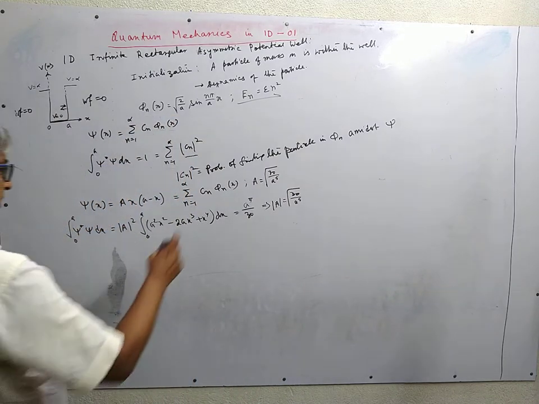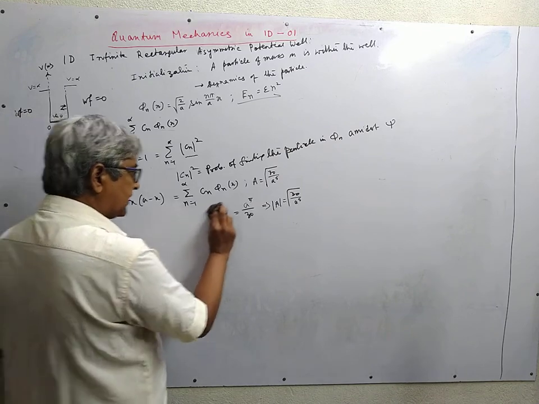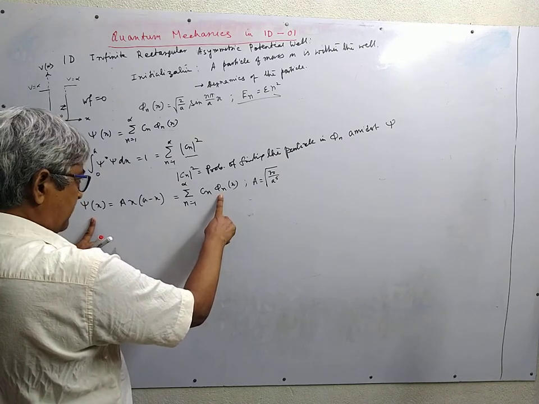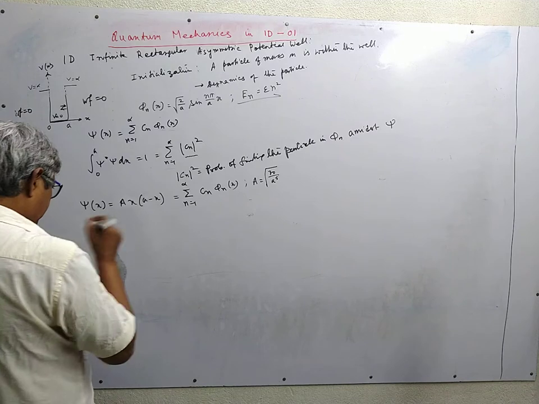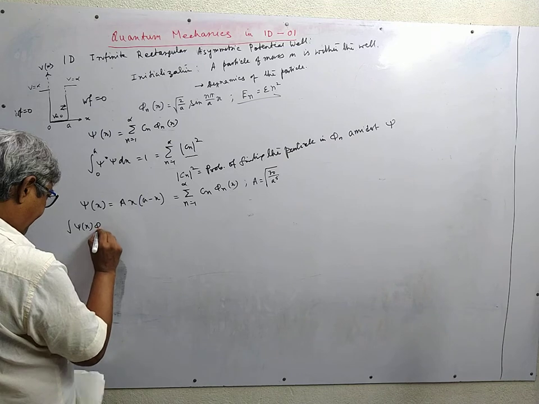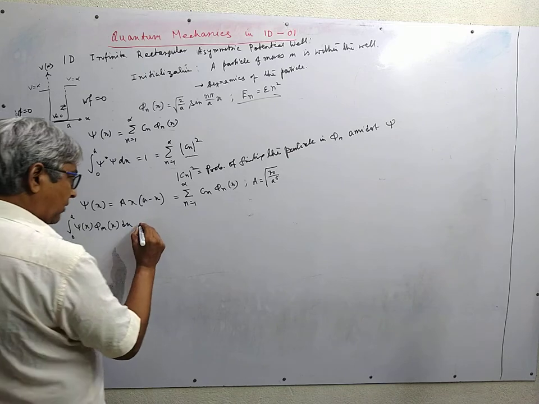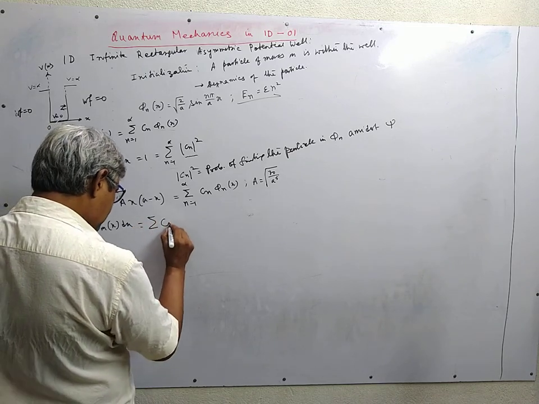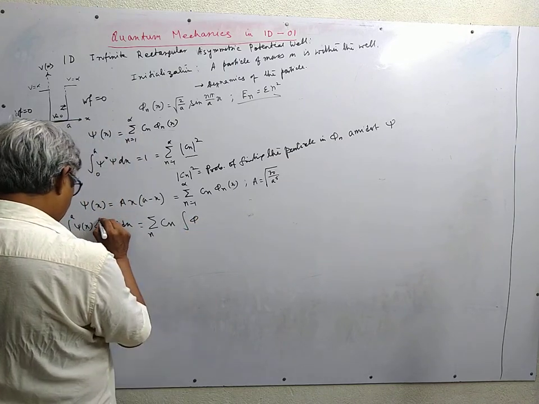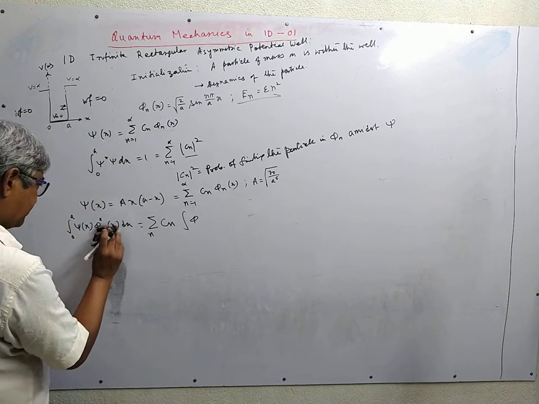Now, how to determine this constant expansion coefficient? We multiply both the sides of this expansion by sin(mπx/a) and integrate over the complete period. So we will have on the left, and on the right you will have... so this step has to be corrected.